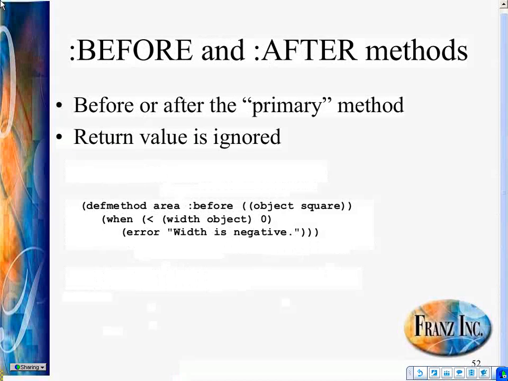Before and after methods. Before methods run before the primary method. After methods run after the primary method. You define whether it's before or after with the keyword before, or the keyword after that appears after the method name and before the argument list. The return value, if any, of before and after methods is ignored.